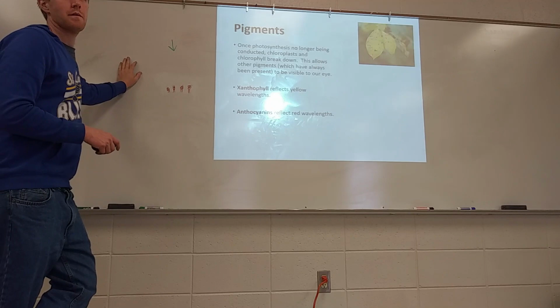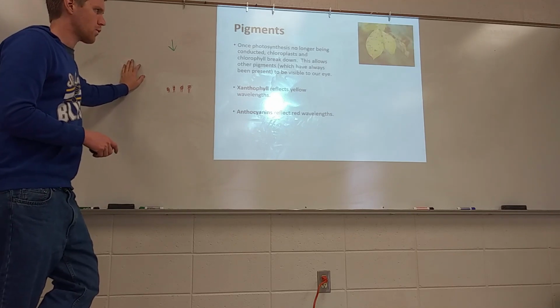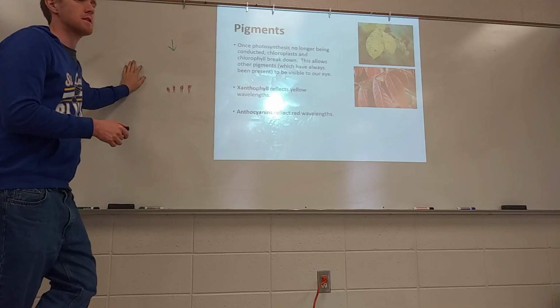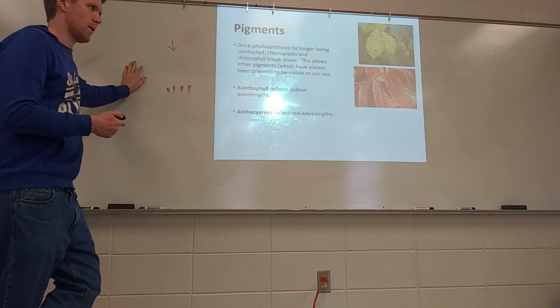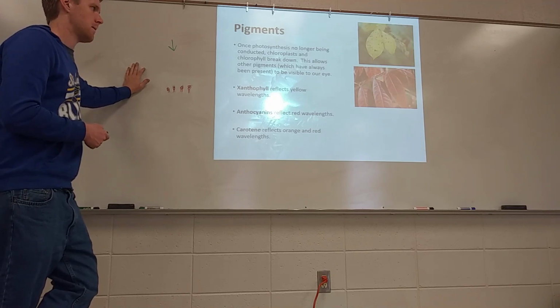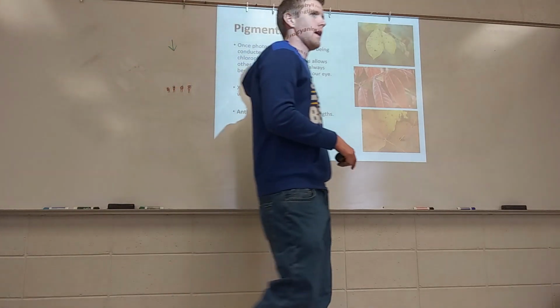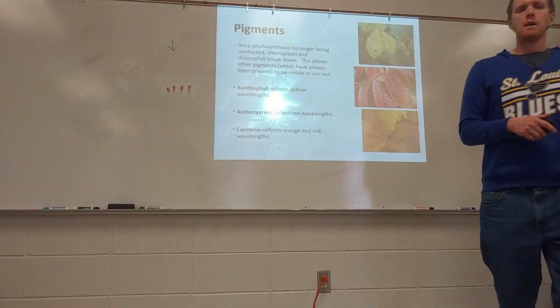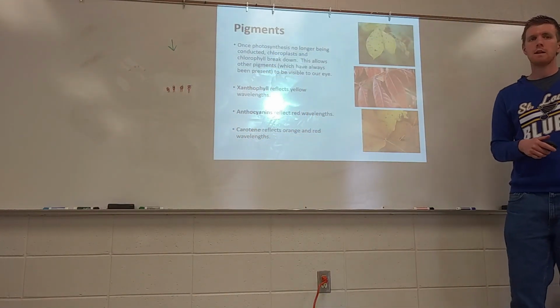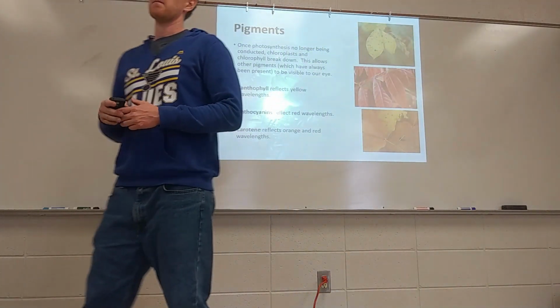Anthocyanins tend to poorly absorb the red wavelengths, and so some trees like this sumac tree reflect red wavelengths. Carotene and other carotenoid pigments tend to reflect orange light and red light, and so you get a lot of maple trees that have high concentrations of carotene as a secondary pigment. So you have all these secondary pigments.